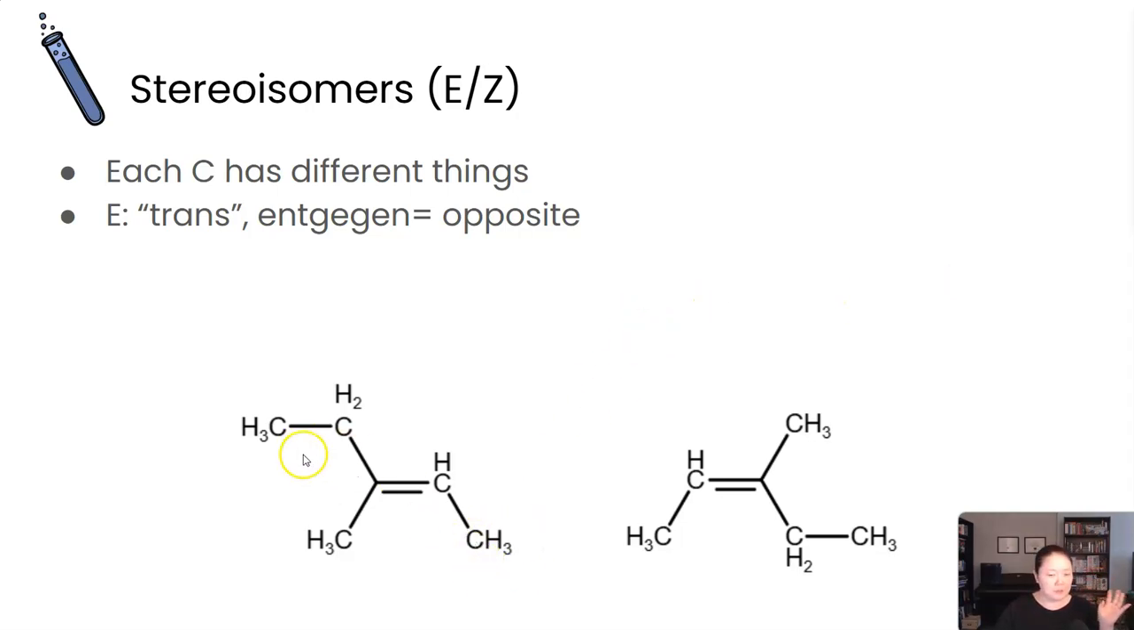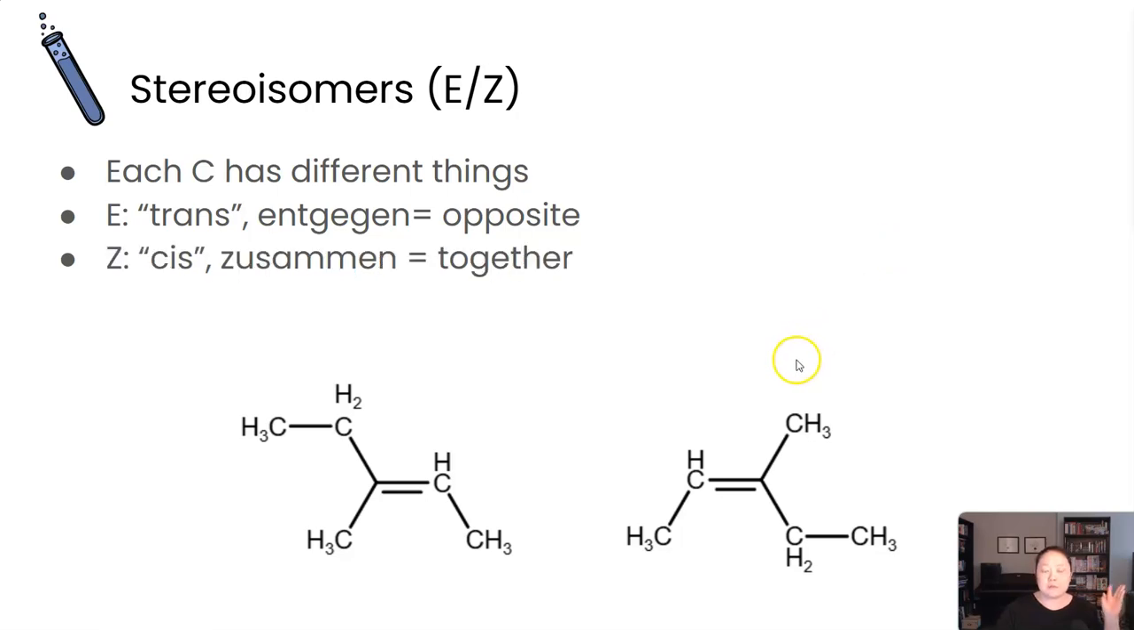So you look at your biggest groups, so to say, and then you take a look at where they are compared to each other across that line. And so here we draw the line there. Your biggest groups are opposite each other on that line. So you use E and then the rest of the name. So E is basically what trans is in the other system.